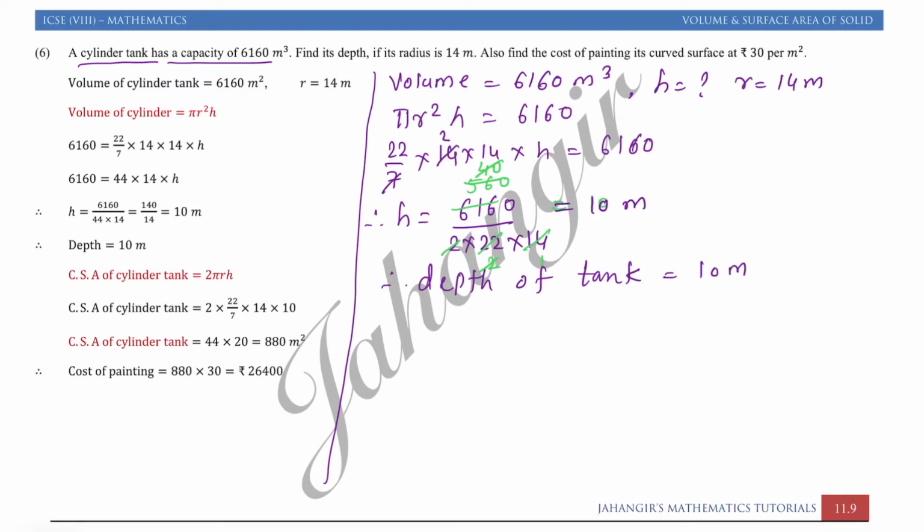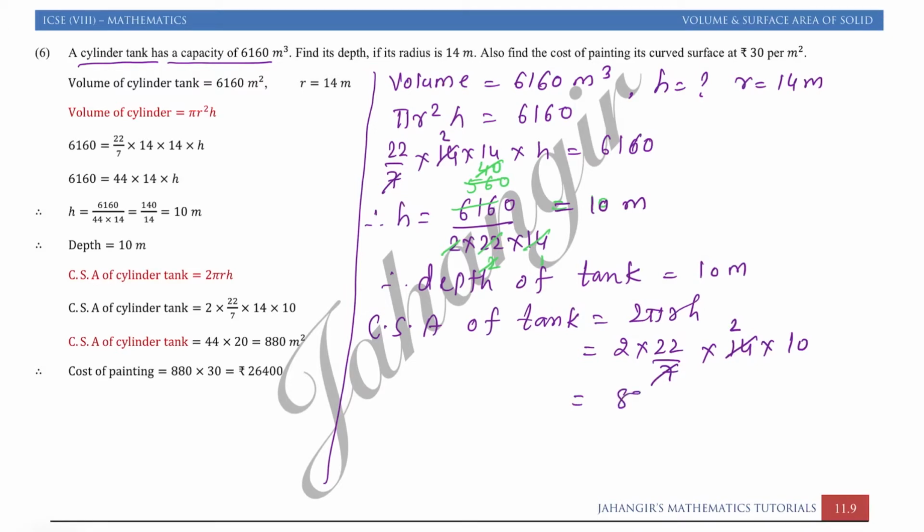Now we have to find CSA, curved surface area. Then only we can find the cost of painting. Curved surface area of tank is 2 pi r h. 2 into 22 by 7 into r. R is what? Radius. Radius is 14 into height. Sorry, height we had already found as 10. So cancelling this, 7 ones are 7, 7 twos are 14, 22 into 2 is 44, 44 into 2 is 88, 880 meter square. This is the curved surface area.